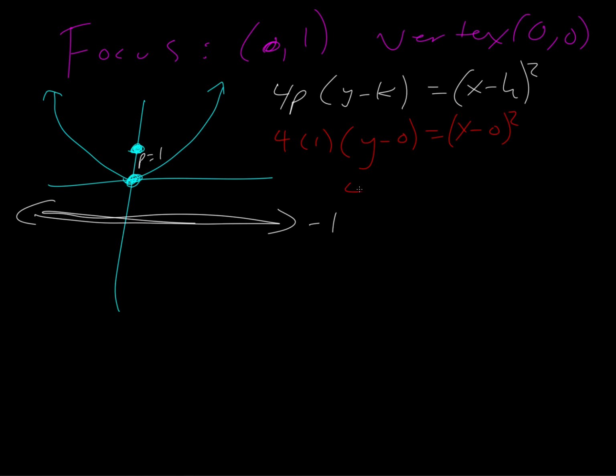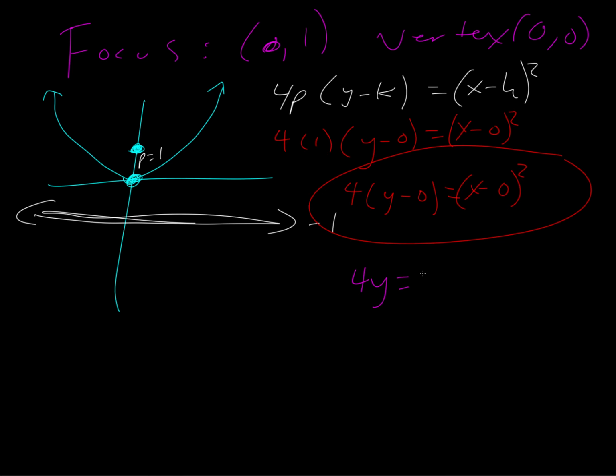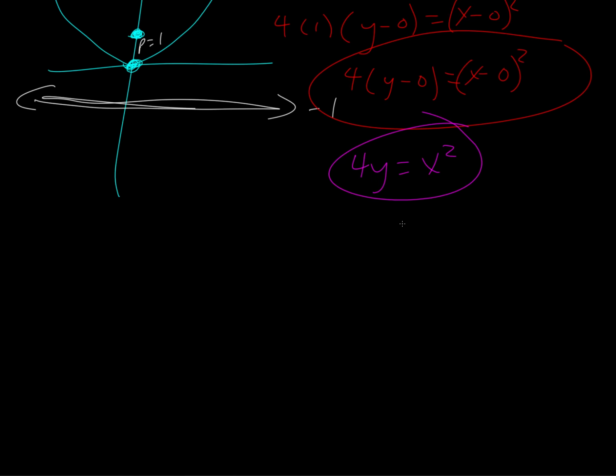4 times 1 is 4. Y minus 0 equals x minus 0. So that would be one version. But then if we just simplify, it's just going to be 4y equals x squared. Okay, once again, either of those circled answers are fine.